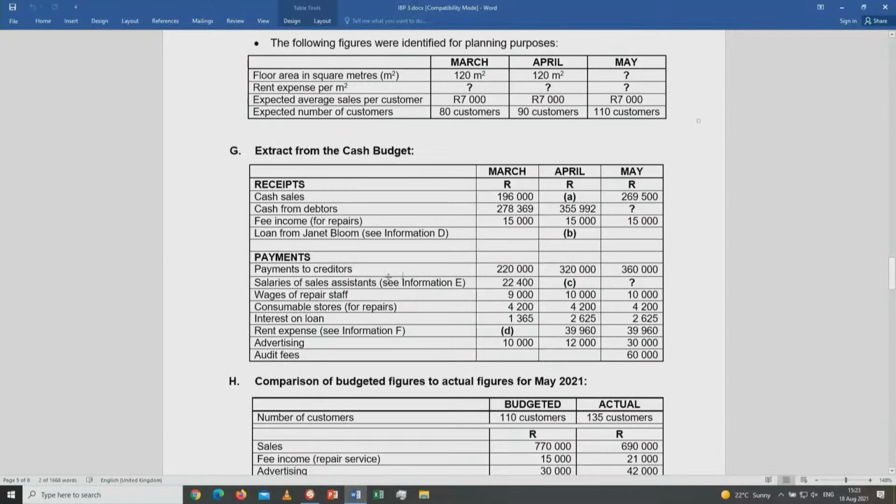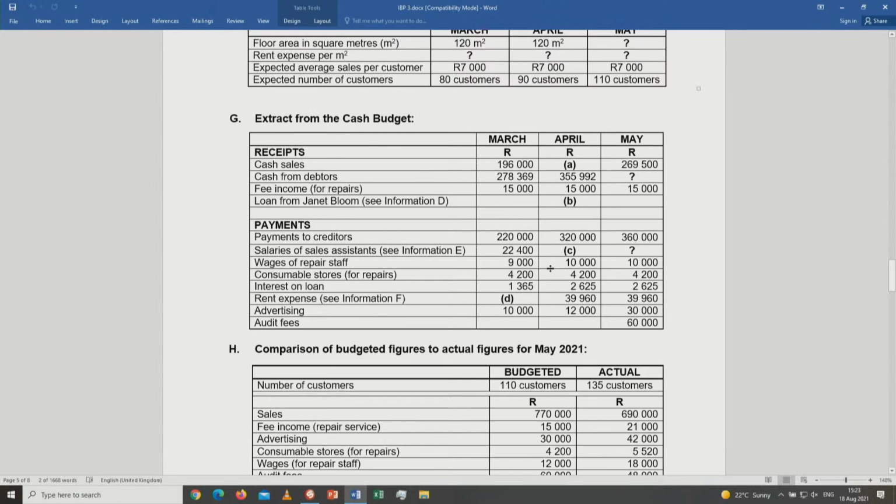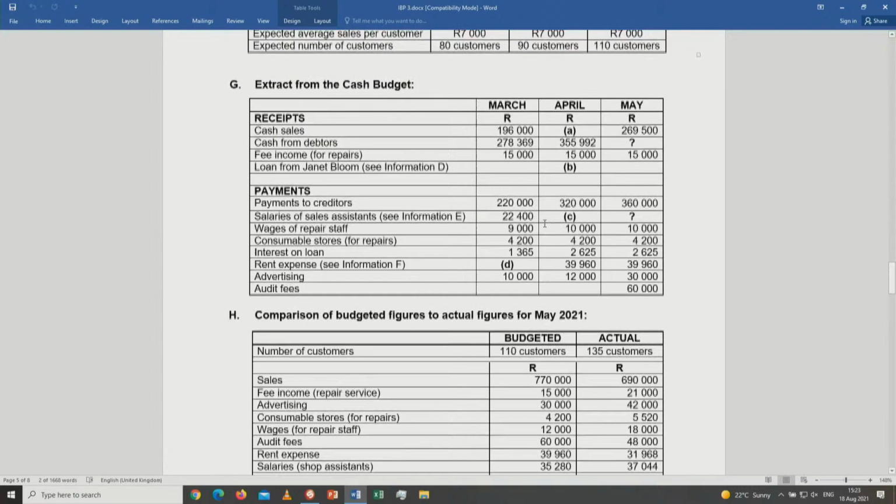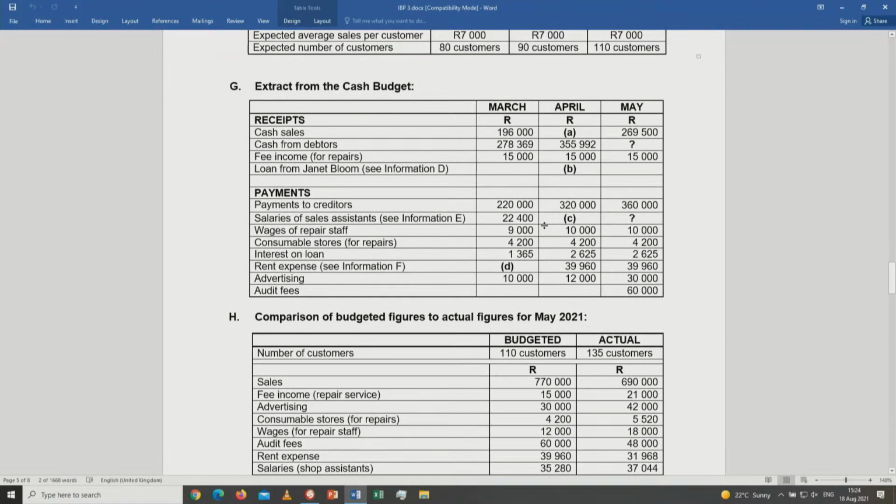Now, what the question wants here is the amount of the loan in April, the balance of the loan in April. But look at your payments. We don't have the loan, which is what we want, but we have interest on the loan. Remember they said at the end of March the company increased their loan. That is why when you look at your interest on loan, for April it is 2,625, and for March it is 1,365. Ours is to check how much the loan was in April.